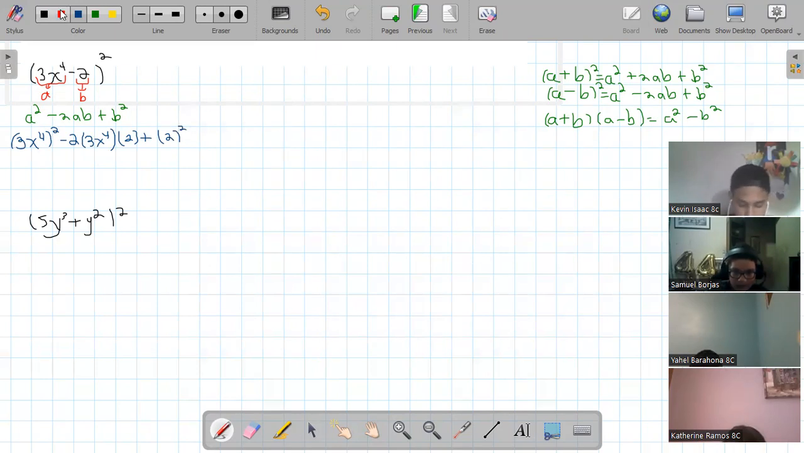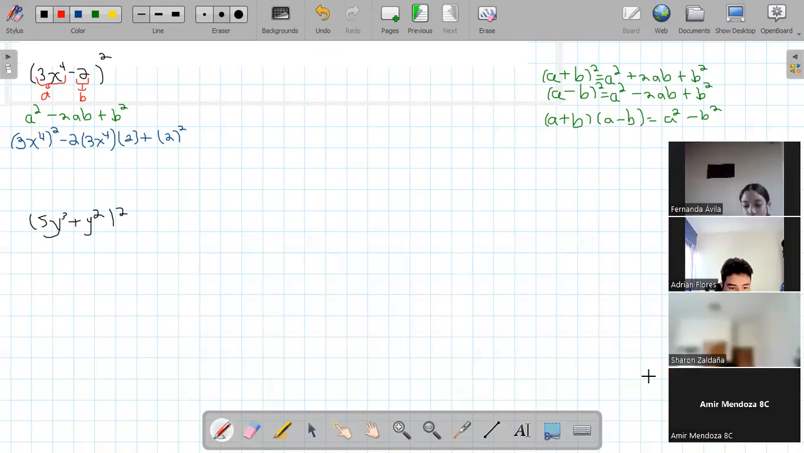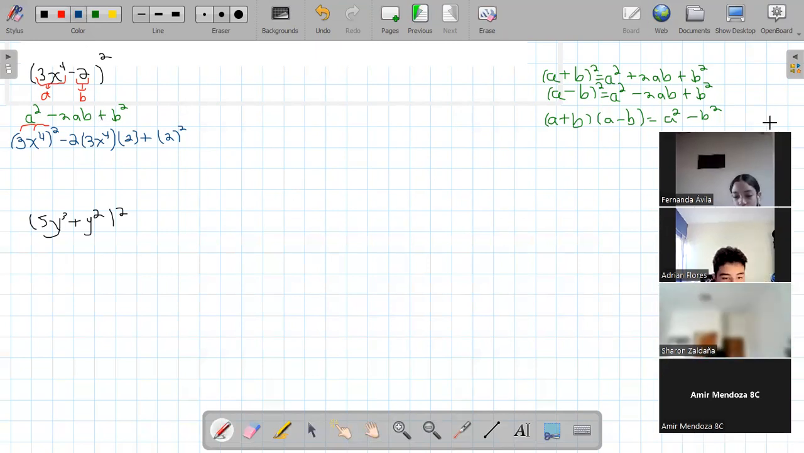And now we simplify. Now remember, whenever we have more than one thing in our parentheses, like in this case, we got a variable with an exponent and it has a coefficient, then we do power of a power. So we do power of a power in here. And how much is 3x to the 4th power, everything to the square?